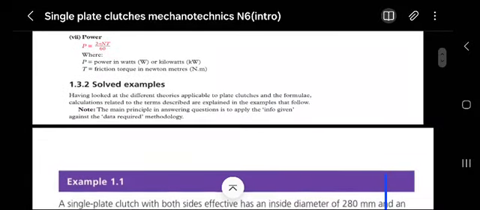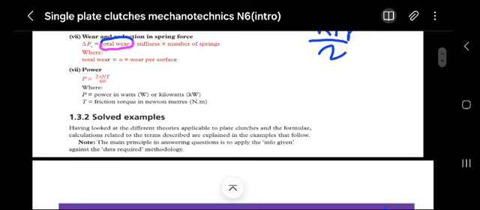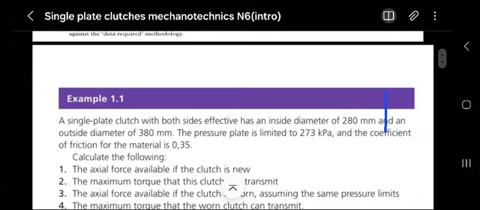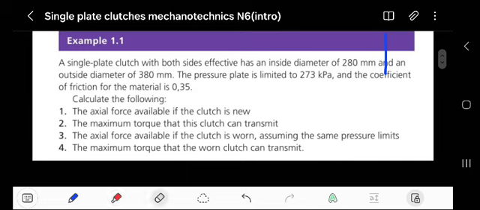So far, since we have discussed the different theories, let us solve an example. We have looked at the different theories, right? Their application to the plate and the formulas. Calculations related to the terms described are explained in the example that follows. Let us deal with this example so that you'll understand this as we go. Hope you're with me there, guys.